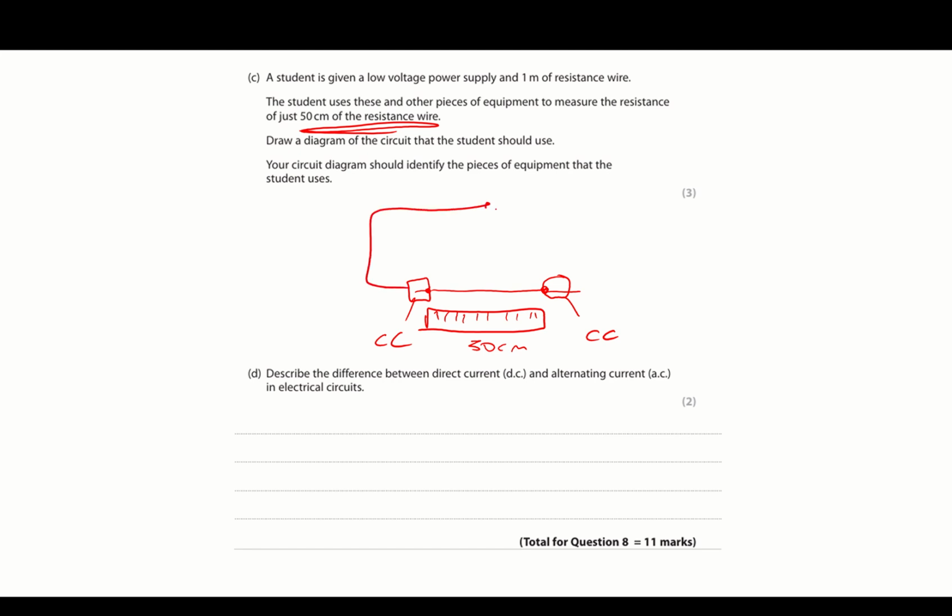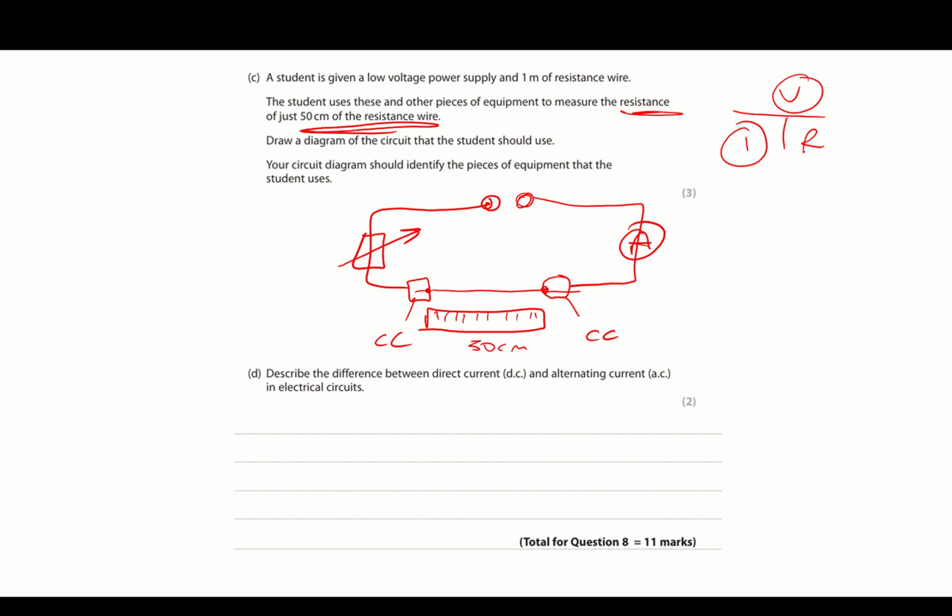Next part, let's connect it to a power supply. And then draw what they need to do to measure the resistance. Well, we know V equals I R, so I need the voltage and I need the current. So an ammeter's going in the circuit. I'm going to show off. I'm also going to add a variable resistor, because if you get in that habit of always adding it, that's great. And then a voltmeter needs to go around the piece of wire.